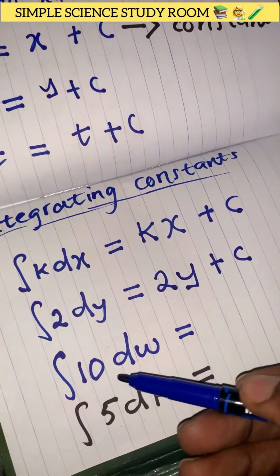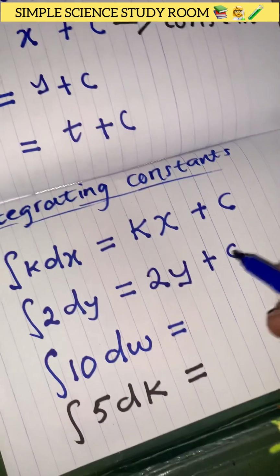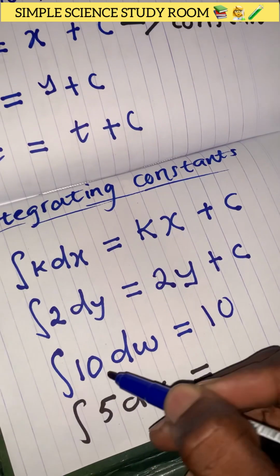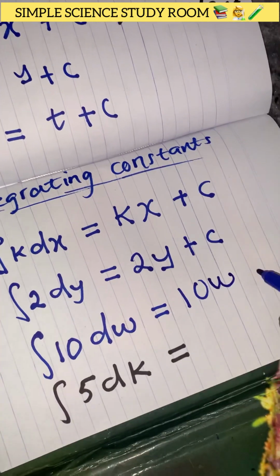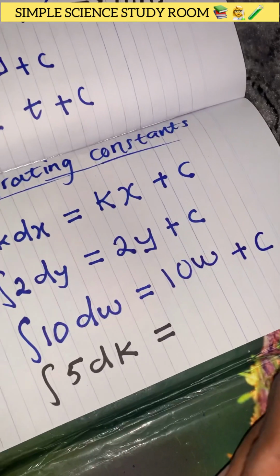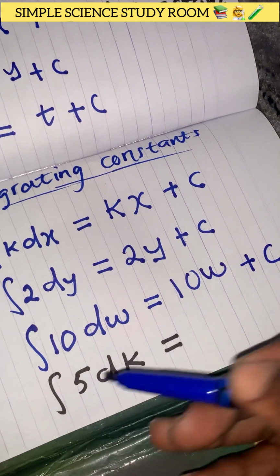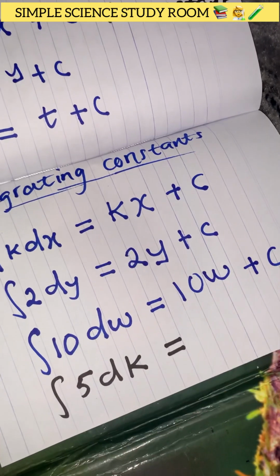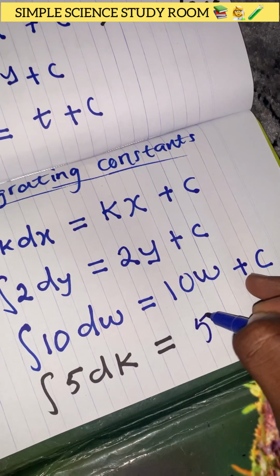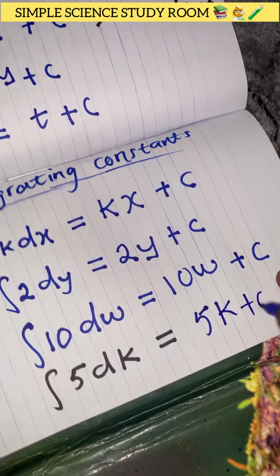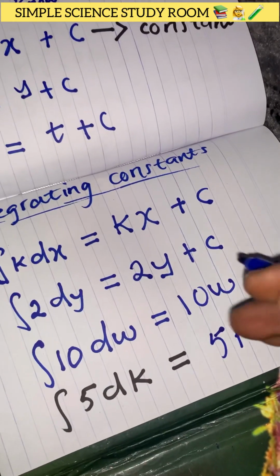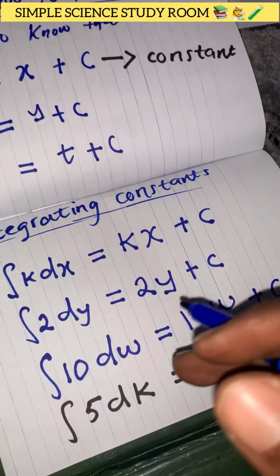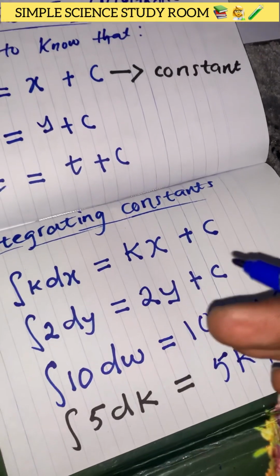Then the integral of 10 dw. We first put the constant 10, then we multiply by the integral of dw, which is w plus some constant c. Well, let's see this. The integral of 5 dk will simply be 5k plus c. Very simple. Now let's move on and see how the power rule of integration works, and solve some examples under it.